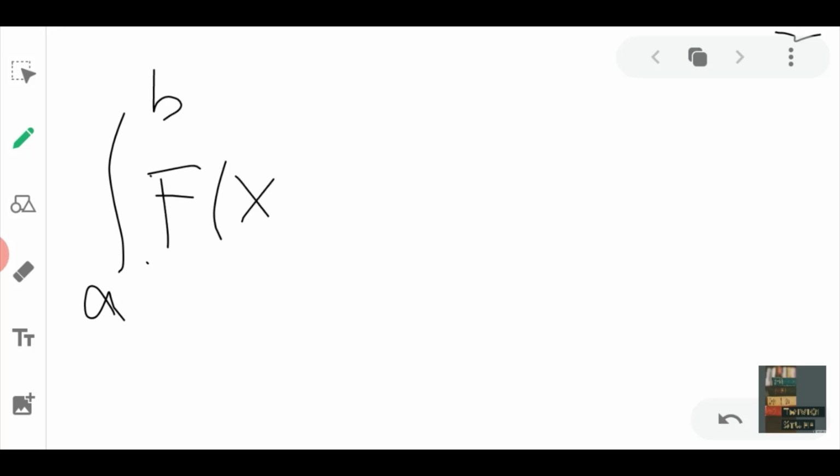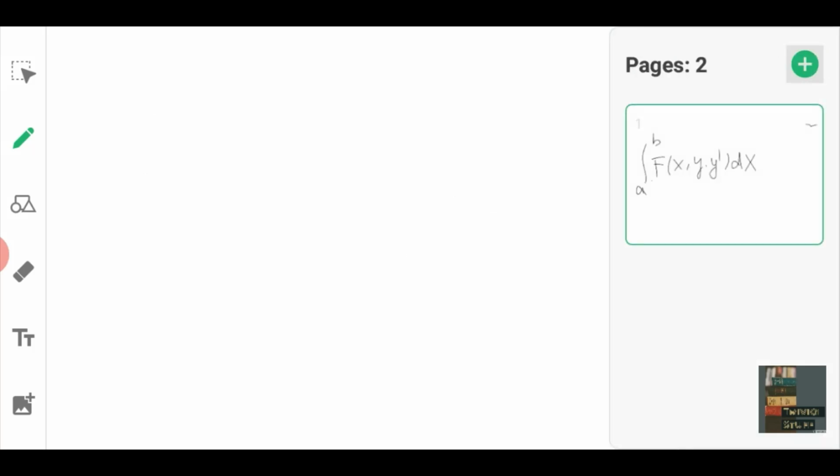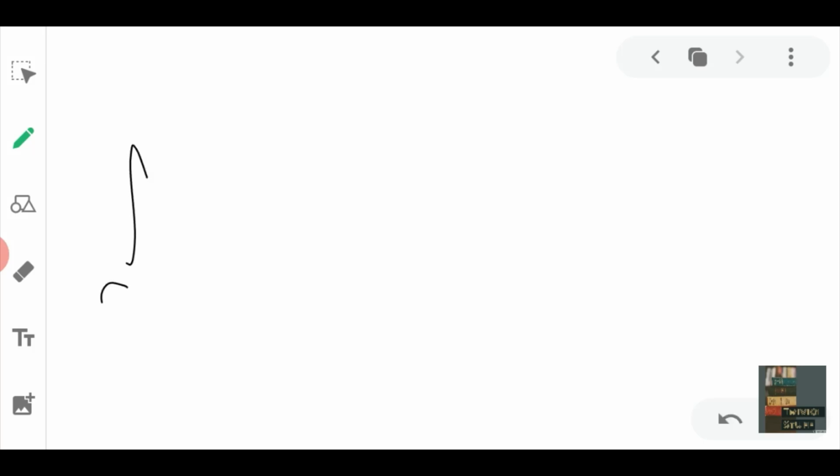Hello everyone. So far we have considered functionals of the form integral from a to b of capital F of x, y, y prime dx, that depend on x, y and y prime, or more than one function. So we also considered in the last lessons a functional that depends on more than one unknown function.